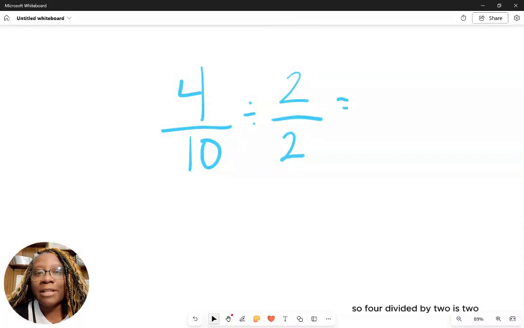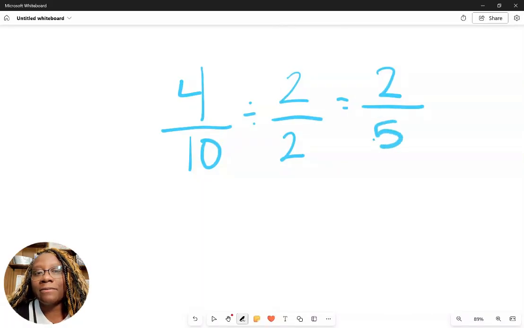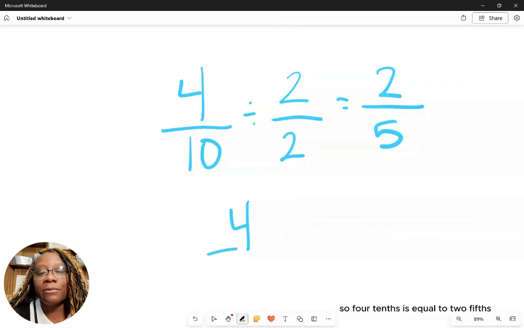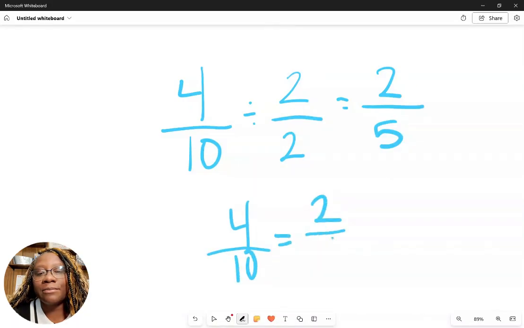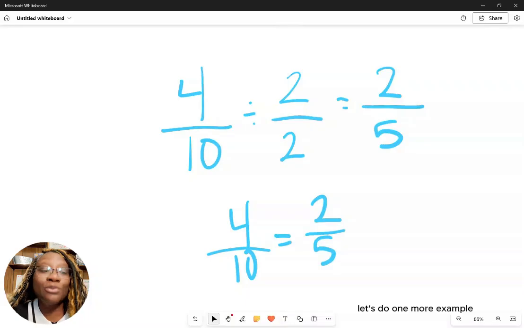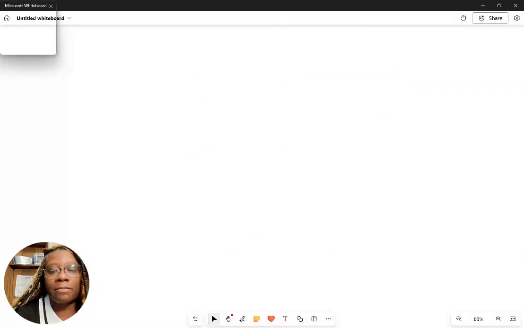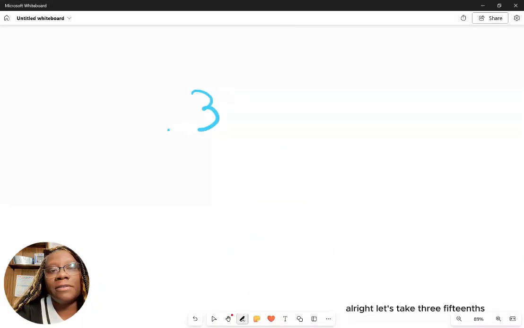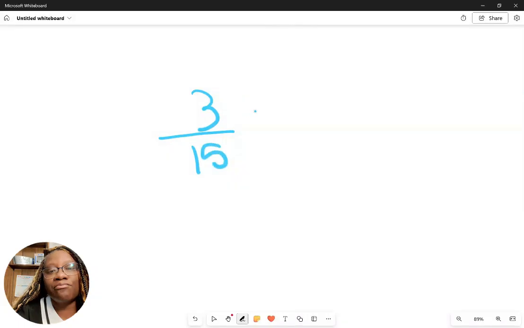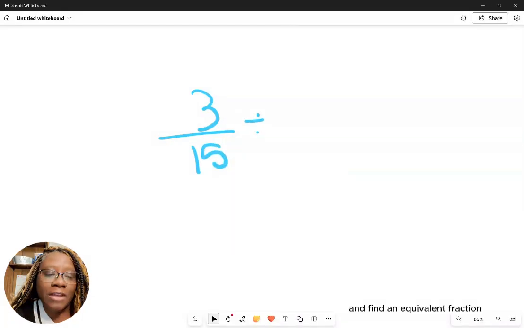So 4 divided by 2 is 2. And 10 divided by 2 is 5. So 4/10 is equal to 2/5. Let's do one more example. All right, let's take 3/15 and find an equivalent fraction.